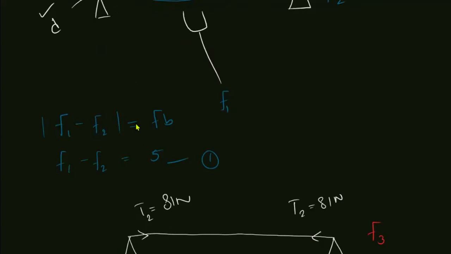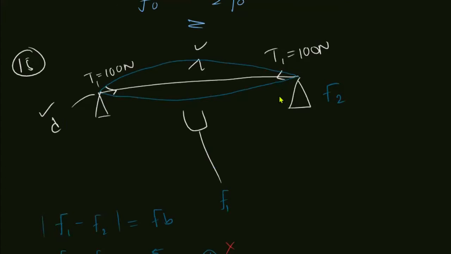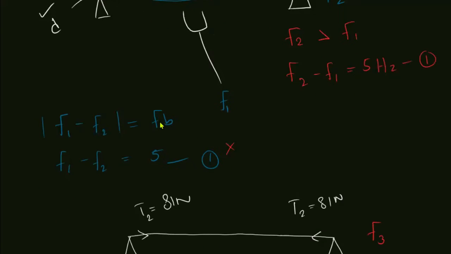It may be in this way, right? This is the only possible way. So actually this equation is not correct. Actually it should be in this way. Initially the F2 frequency is higher than F1. F2 frequency is higher than F1 frequency, which means F2 minus F1 should be 5 hertz. This is the first equation. The earlier one is incorrect. Why? You will see why.